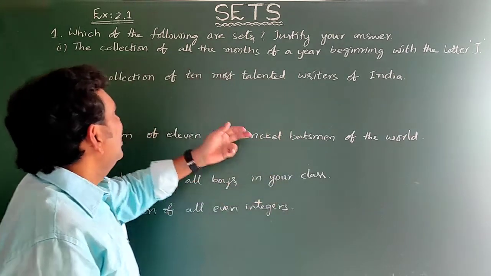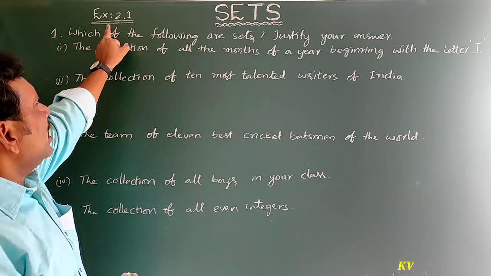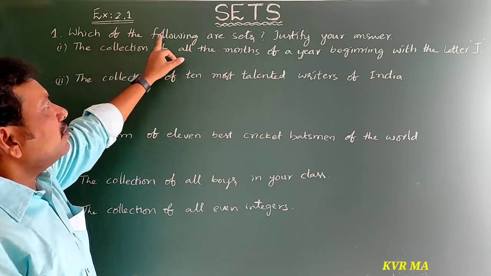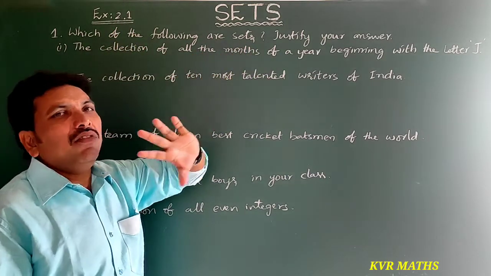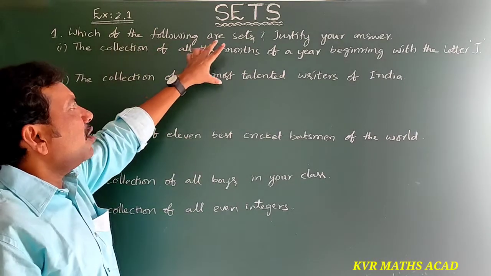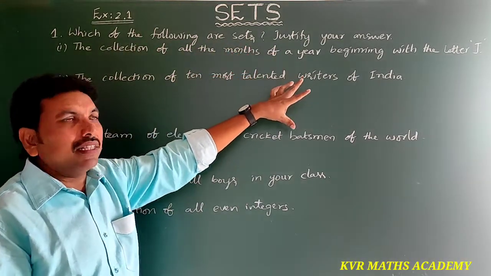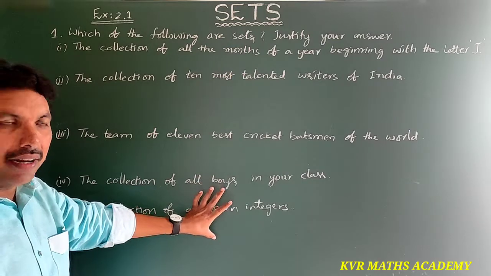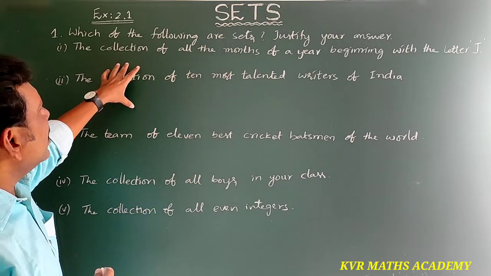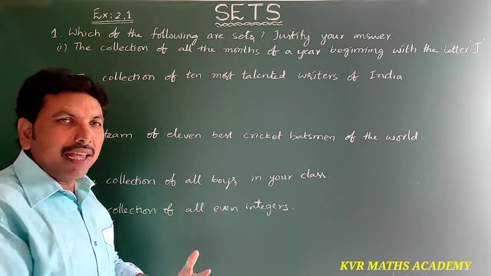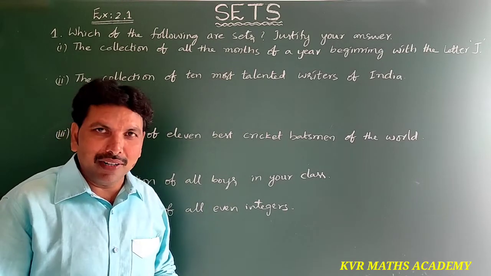See, this is the first question in exercise 2.1. Which of the following are sets? Justify your answer. Here 5 cases are given, so we read one by one and we should say whether these are sets or not.